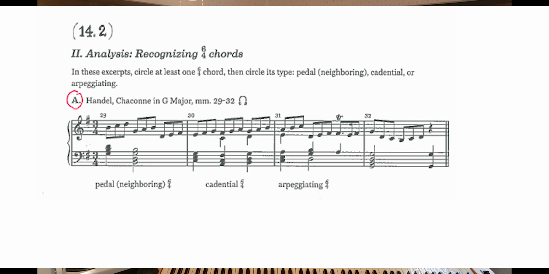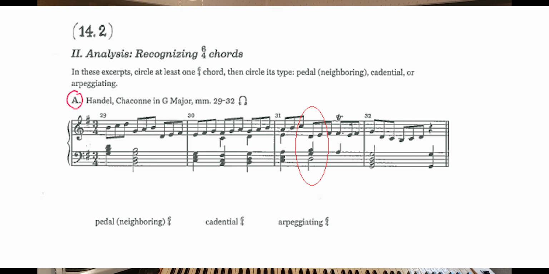Now, what type is it? It's either pedal, cadential, or arpeggiating. Well, a pedal would mean that the bass is staying put and we have some notes acting like neighbor tones above it. I don't know. Arpeggiating would be we have one chord where the chord is staying the same essentially and the bass is leaping around the tonic triad or whatever triad. And we don't really have that either. So could this be a cadential 6/4?